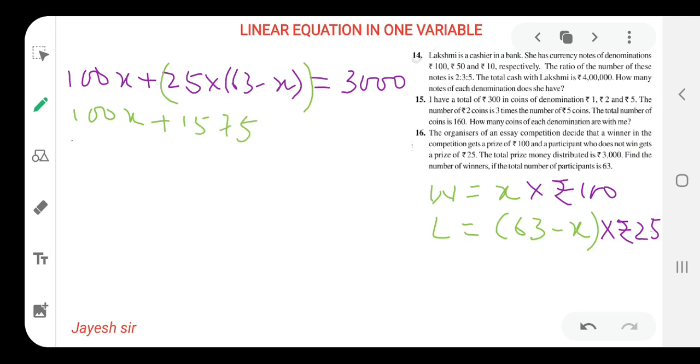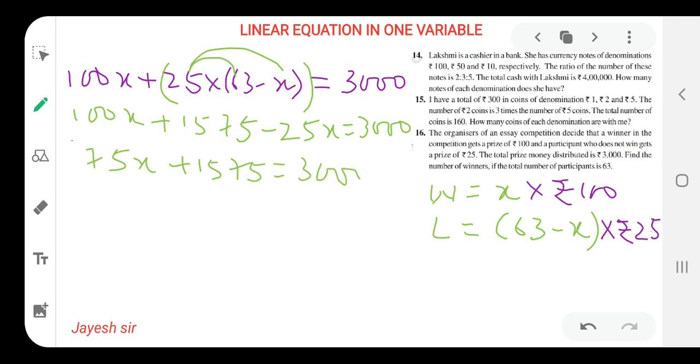Now 25 should be multiplied with x also. 25 should be multiplied with 63, then 25 should be multiplied with x also. So it would be 25x, and the sum is 3000, as we all know. Now the x terms should be added or subtracted, whatever the case. 100x minus 25x means 75x. 75x plus 1575, 1575 as it is, and the total is 3000.